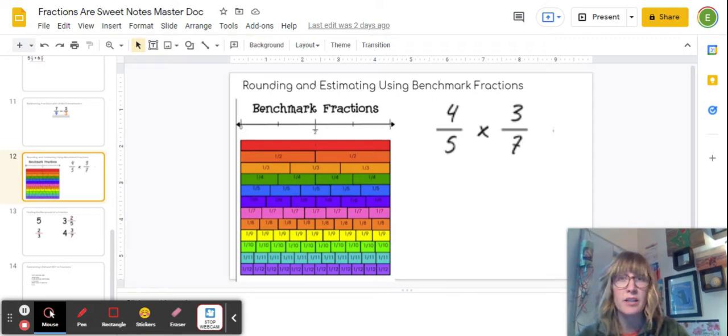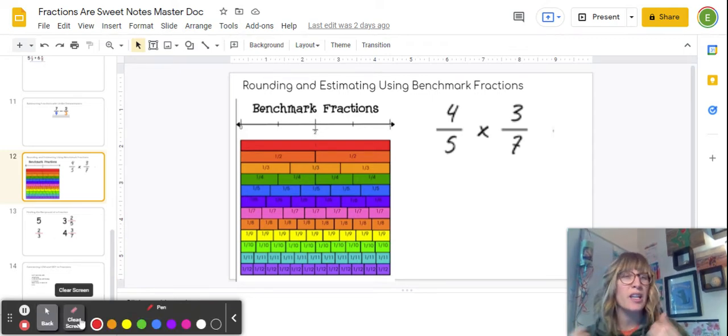Guys, so we're going to be thinking here about rounding and also about estimating using what we call benchmark fractions. So a benchmark is sort of like a marker, right? Something that will help you know if you're in the ballpark, right? If something is closer to one benchmark or to another benchmark.